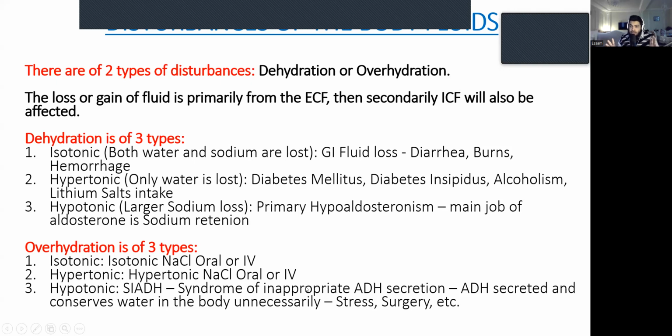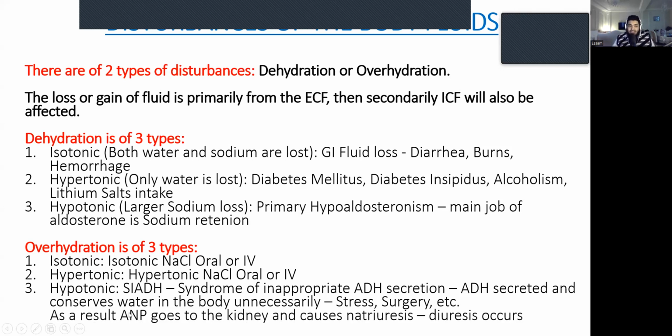Now, what the body does, if you're having this syndrome, the body will not just sit like this and relax. The body will produce another hormone, another substance to fight this. How that will happen? See, there is excessive ADH, which means the kidneys are absorbing too much sodium. Too much sodium is being absorbed, right? Now the atrium of the heart will detect this extra sodium. So the atrium of the heart, when it detects this extra sodium, it will produce ANP. This ANP is atrial natriuretic peptide.